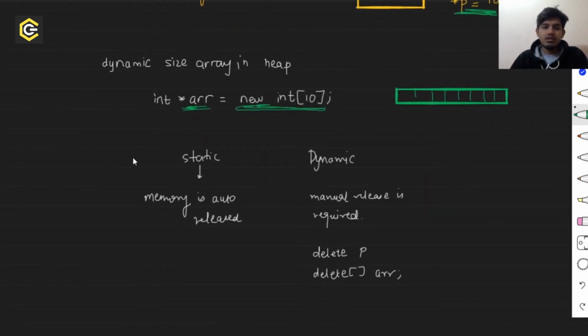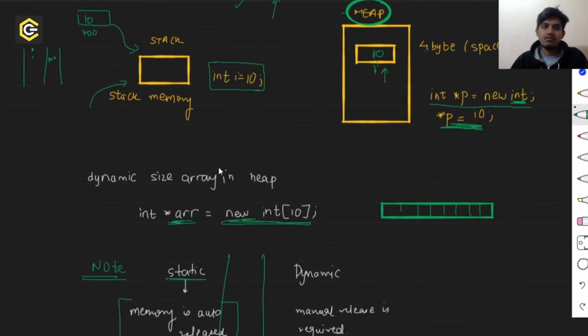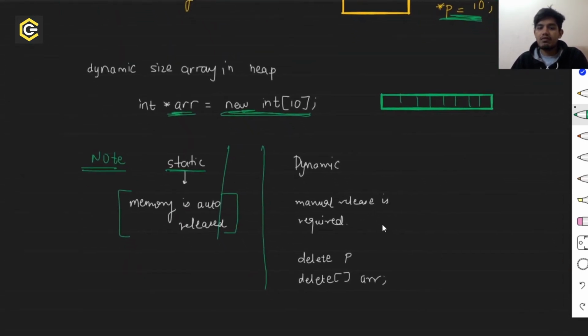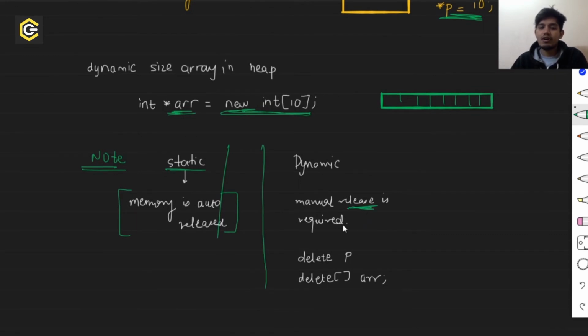Now one more note we need to mention here. The memory allocated for an array will be automatically released in the case of the stack memory location. But when we are storing in the heap, we need to manually release the space that we have allocated. For deleting a normal variable, we can use the simple delete function, delete p, or we can use delete[] array with the name of the array which we want to delete. So the array will be deleted here.